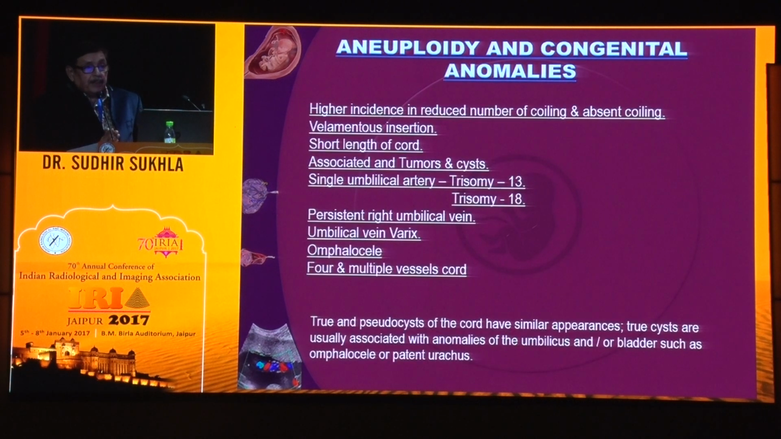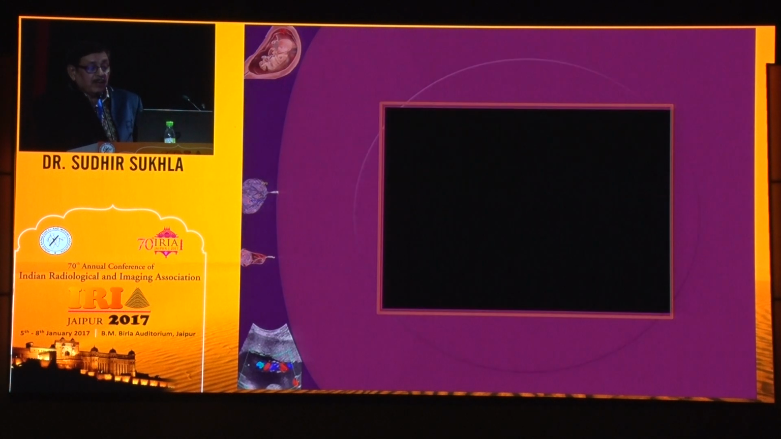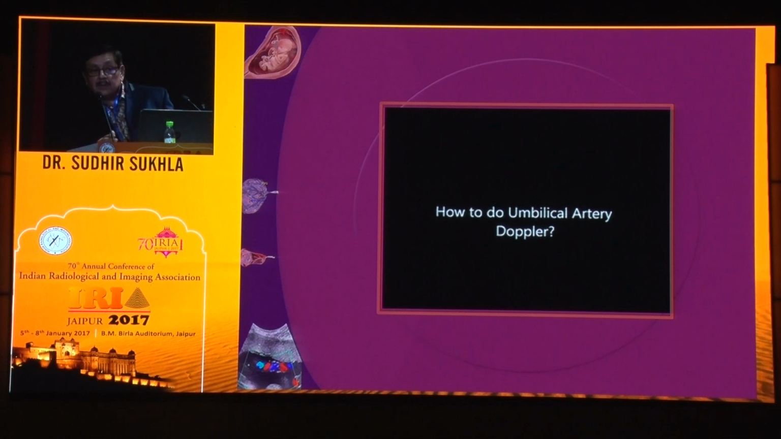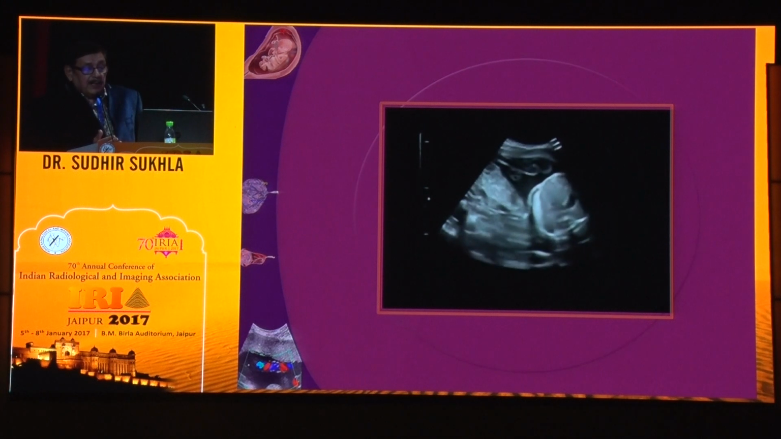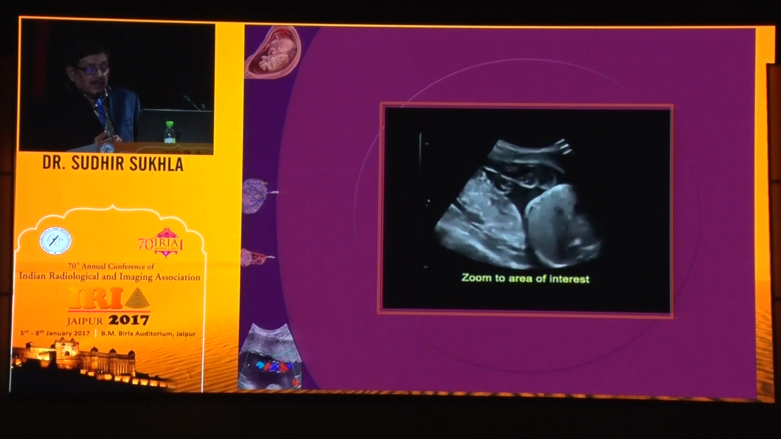There are many anomalies and aneuploidies associated with a reduced number of coils, absent coils, velamentous insertion, short length of the cord, associated tumors, and SUA, persistent right umbilical vein, varix, omphalocele, 4 and multiple vessels. We already discussed this. How to do umbilical artery Doppler? This is actually a topic which should be covered separately, but I have just given a glimpse of it.